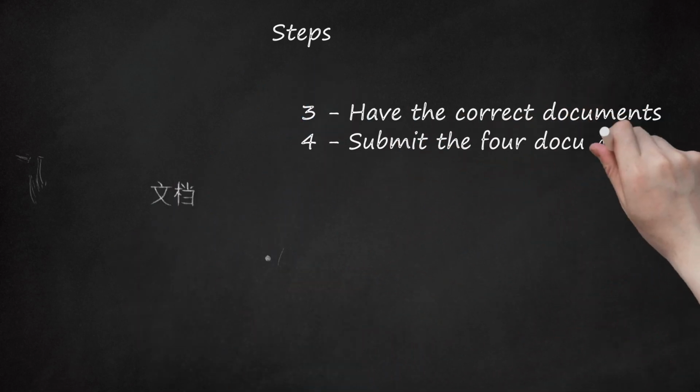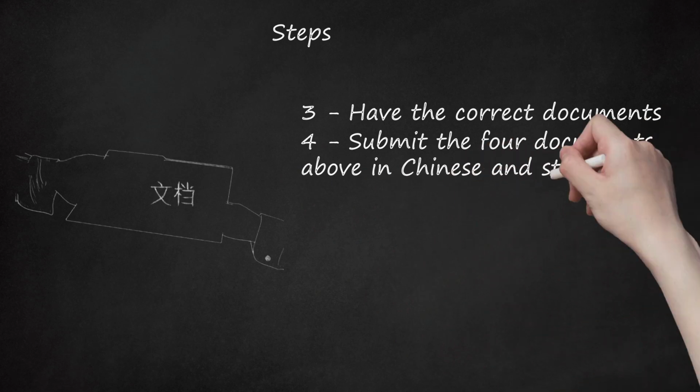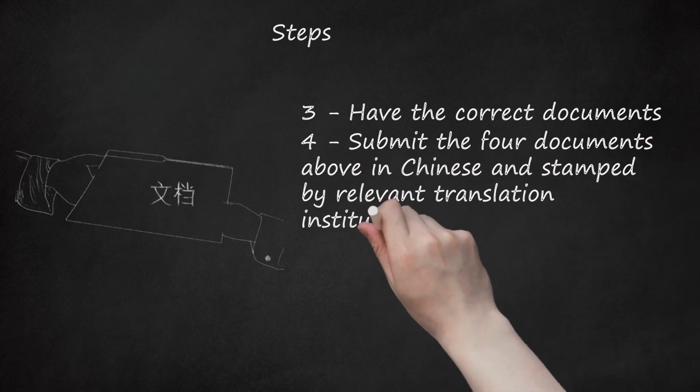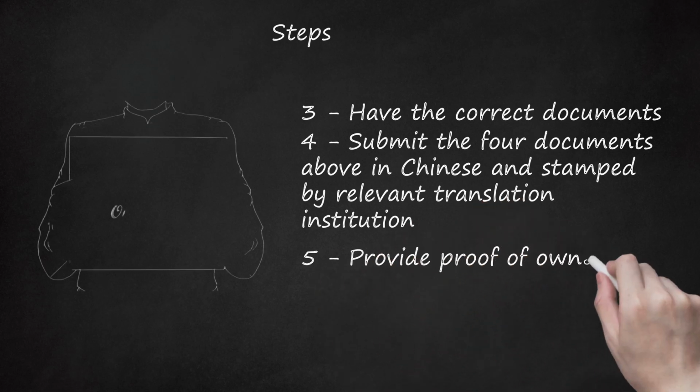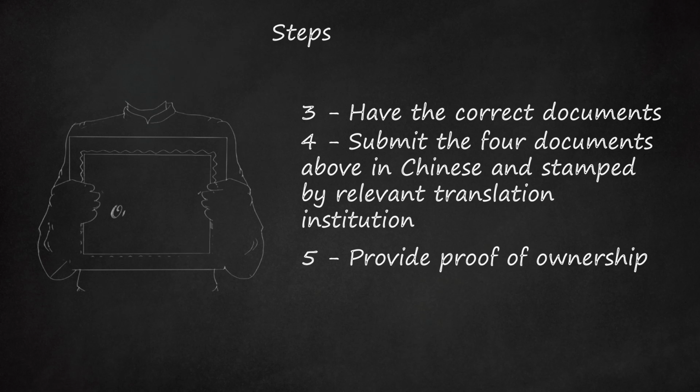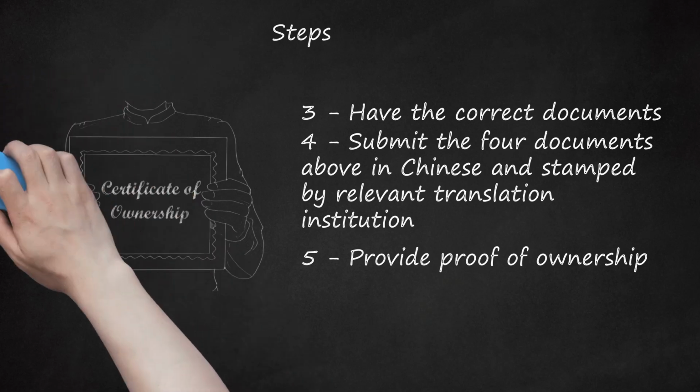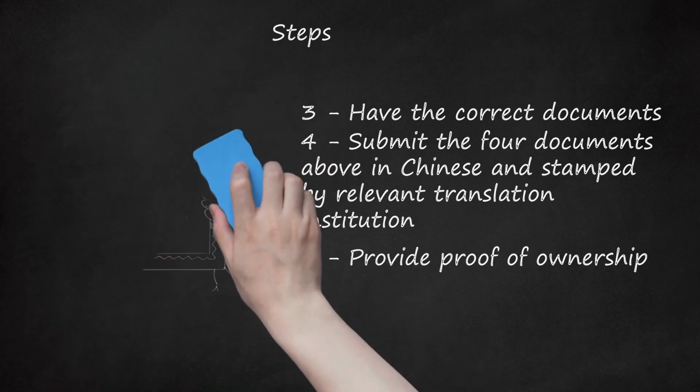4. Submit the 4 documents above in Chinese and stamped by relevant translation institution. The last one may be translated into Chinese or summarized in Chinese. 5. Provide proof of ownership. Many investors create special-purpose companies to serve as the investor in China. China's company regulators have become accustomed to this process. However, the Chinese regulators will often still seek to trace the ownership of the foreign investor back to a viable, operating business enterprise.